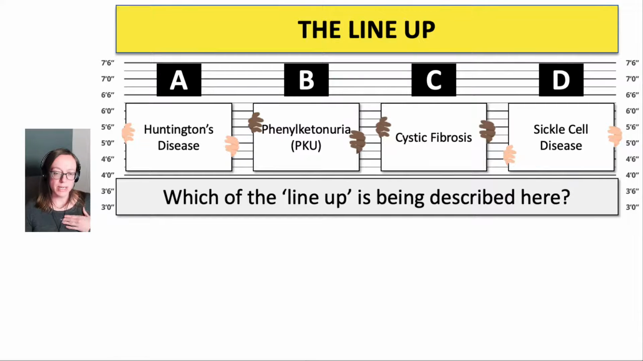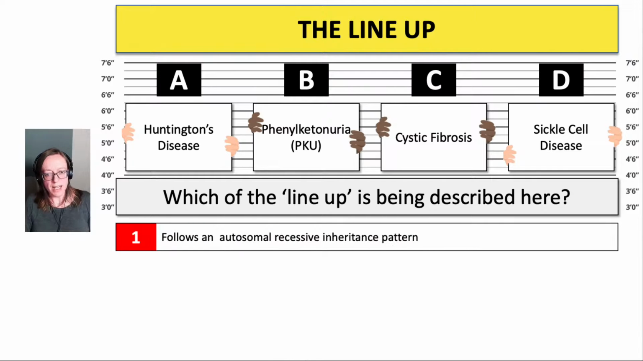Okay, so in the lineup, I'm going to give you 4 clues and your job is to try and work out which of those disorders on the screen I am talking about. So you've got A, Huntington's disease, B, phenylketonuria, which you might know as PKU, C, cystic fibrosis, which you might know as CF, and D, sickle cell disease. So the first clue. This disorder follows an autosomal recessive inheritance pattern. So maybe you might be able to eliminate some at this point.